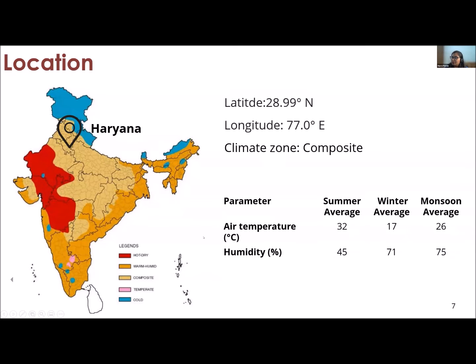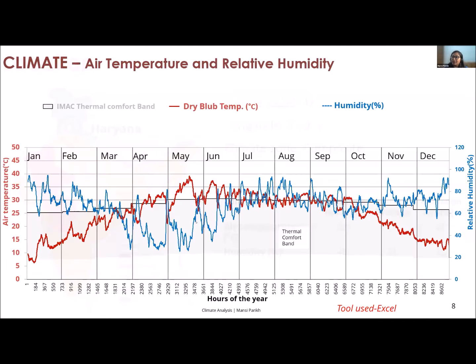Okay, in this chart, we are going to talk about air temperature and relative humidity. In this chart, air temperature is shown in the red line for hours across the year from January to December, and relative humidity is depicted in blue. And the gray band here shows the thermal comfort band based on the India model for thermal comfort, which varies across the year for various kinds of buildings. For naturally ventilated buildings, the thermal comfort band is different.